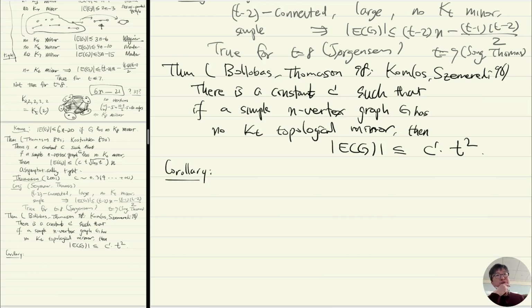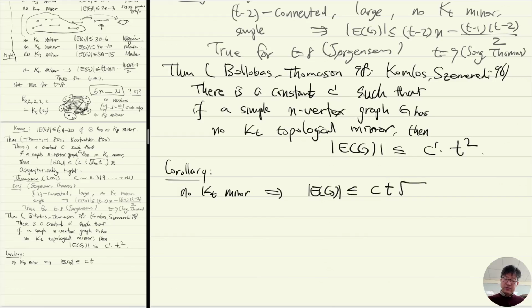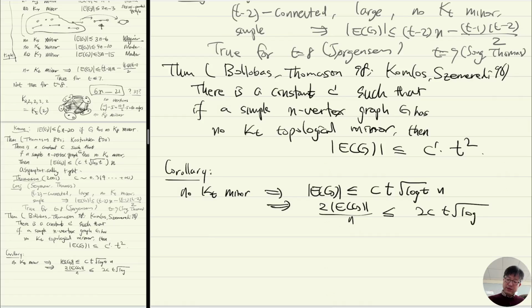Right. So we proved that the number of edges is bounded by a constant times t times square root log t times n. That means the average degree is also bounded. Oh, no, I mean, the number of edges is c t square root log t times n. So twice the number of edges divided by n, that's the average degree, right? It's less than twice c t square root log t.